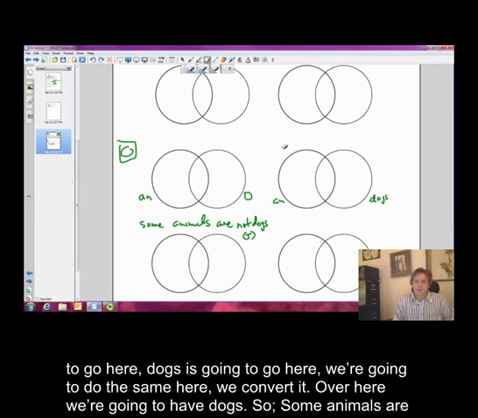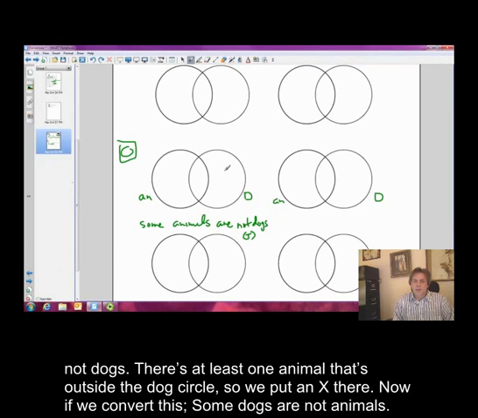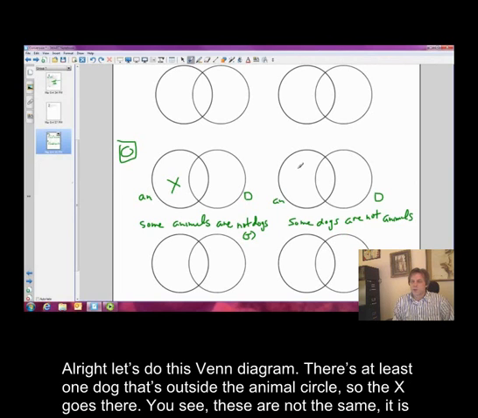Okay, that should, well, let's see. Let's make that a D. All right. So some animals are not dogs. There's at least one animal that's outside the dog circle. Okay, so we put an X there, right? Now if we convert this, some dogs are not animals. All right, let's do this Venn diagram. There's at least one dog that's outside the animal circle, so the X goes there. You see, these are not the same.